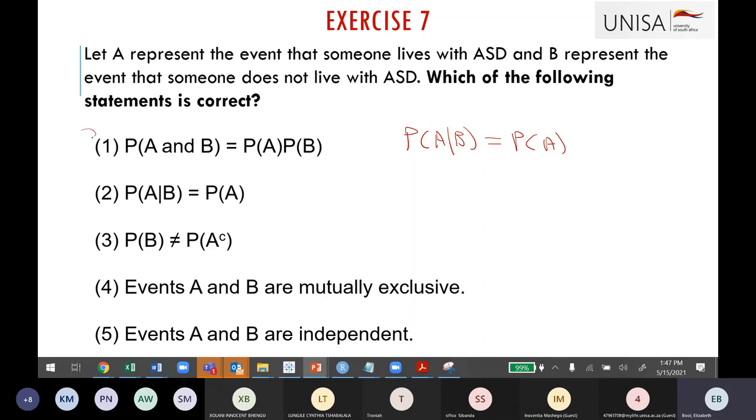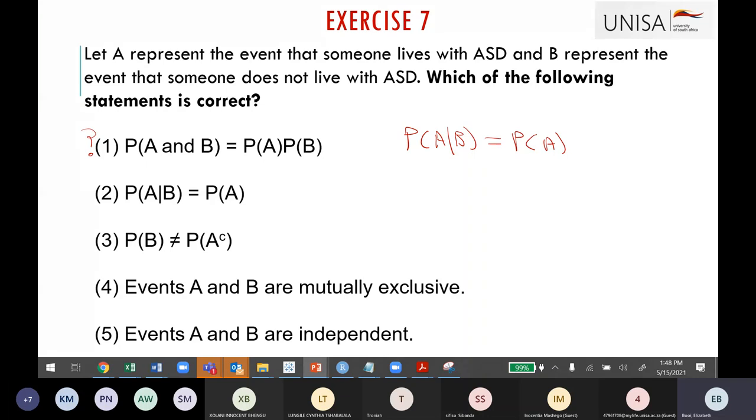So at this point, we can leave it as a question mark, or we can make a decision based on the probability of A given B being the same as the probability of A. If we look at number two, it says the probability of A given B is equal to the probability of A, which is the statement that I just said.